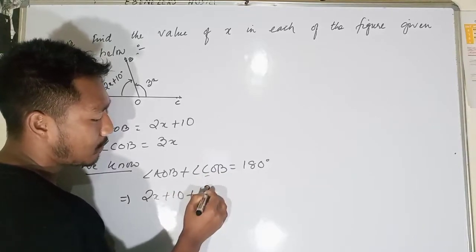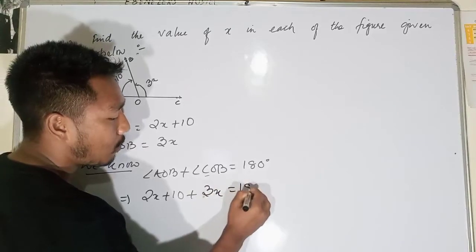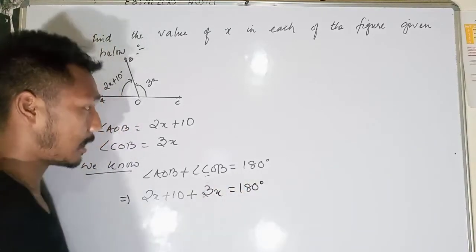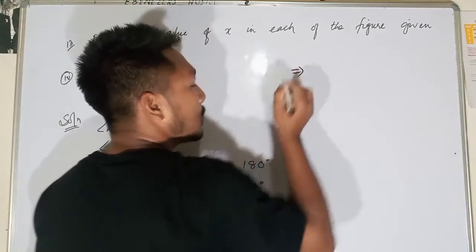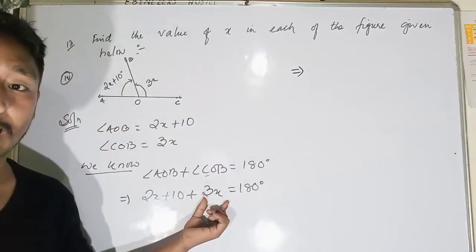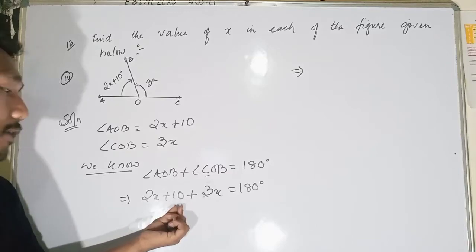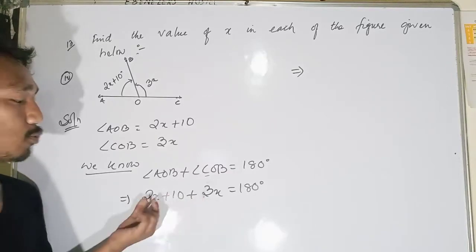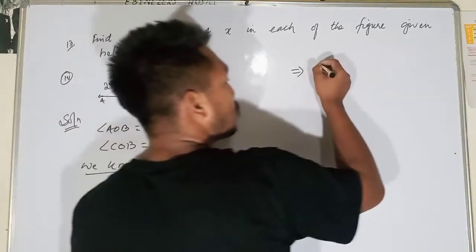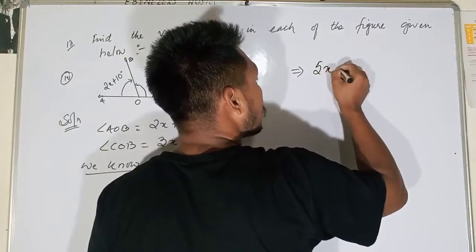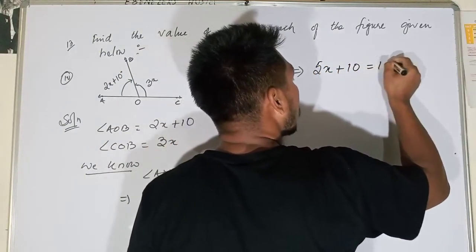Okay, it is given 3x is equal to 180 degrees. So which implies that 2x and 3x are like terms. 10 is not a like term because it is a constant number, so we cannot sum it up with these. So 2x plus 3x is 5x, plus 10 is equal to 180 degrees.